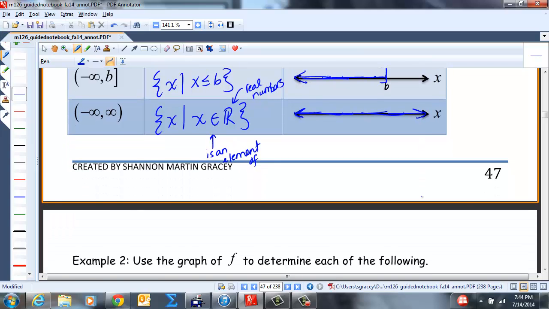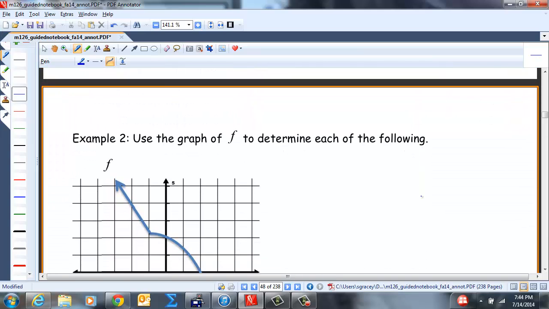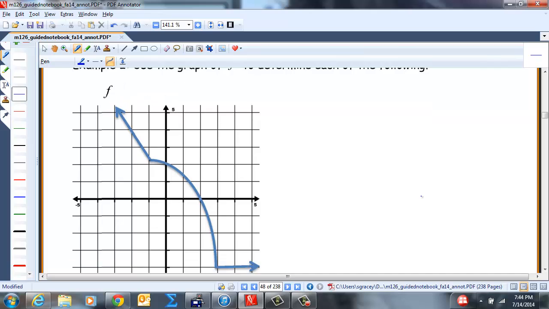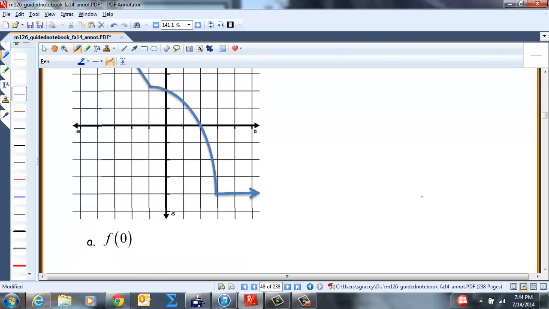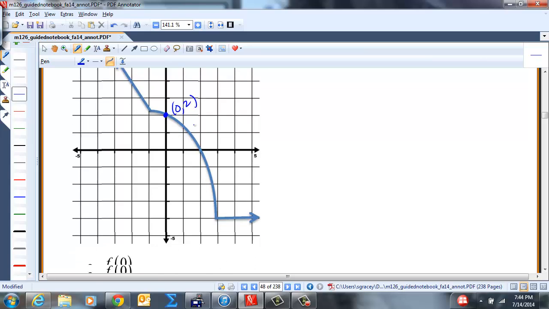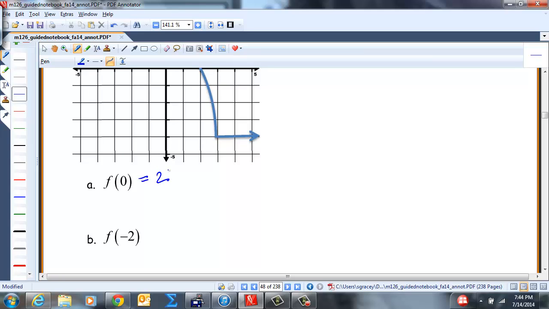Okay, so here we are. Let's take a look at this graph, and we're going to use this graph to determine each of the following values. So basically, we have the scale is plus or minus 5 in either direction. So first of all, we're supposed to find f at 0. So if I plug in 0 for x, do you see I'm about here? It looks like the ordered pair 0, 2. So that means that we get an output of 2 when we plug in 0 for x.